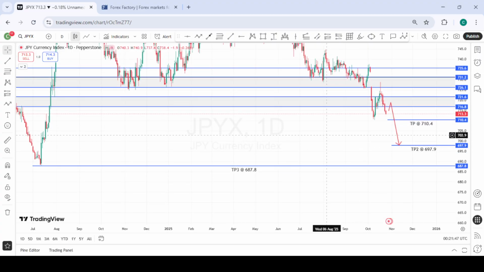So we are very bearish on the Japanese yen index, which means most of the XXX JPY pairs we are going to see some bullishness on those pairs for the coming week.